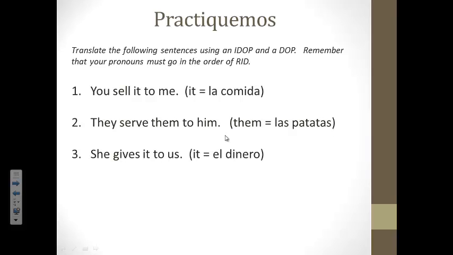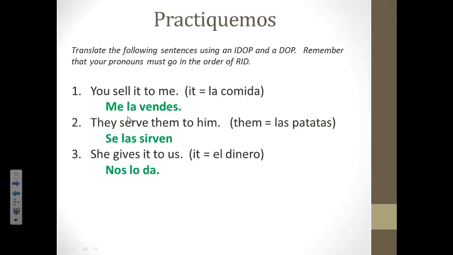Okay, lastly, we have our last practice section. I want you to translate the following sentences using an IDOP and a DOP. Remember that your pronouns must go in the order of RID. So in number 1, you sell it to me. The verb to sell is vender. Careful on number 2, they serve them to him. You need to think about the la la rule. Don't come up with le las. And then lastly, she gives it to us. Take a minute, pause me, and work through these examples.